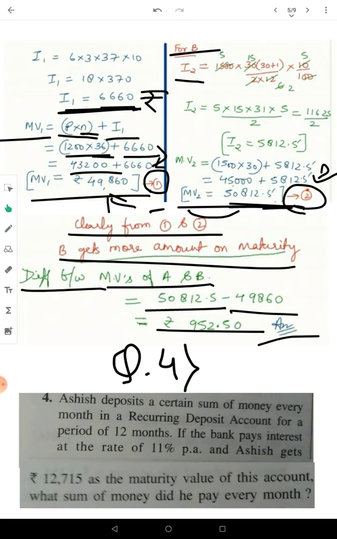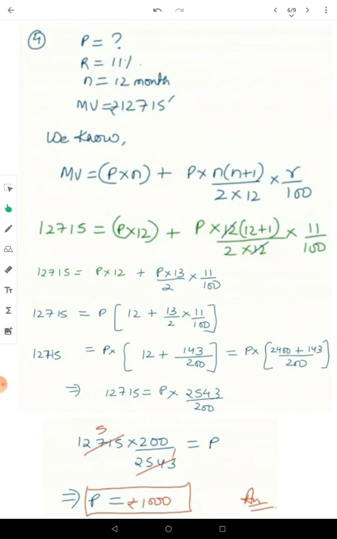Now let's see question number 4. Ashish deposits a certain sum of money every month in a recurring deposit account for a period of 12 months. If the bank pays interest at the rate of 11% per annum and Ashish gets rupees 12,715 as the maturity value of this account, what sum of money did he pay every month? This we have to find. Okay, so let's see it here.